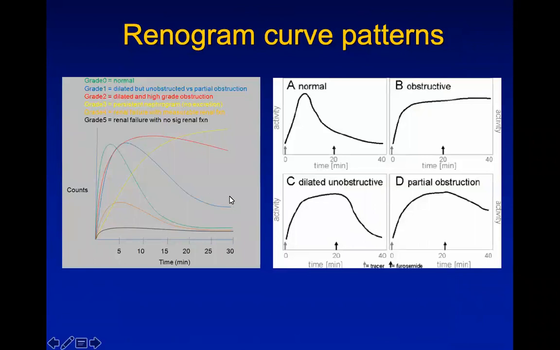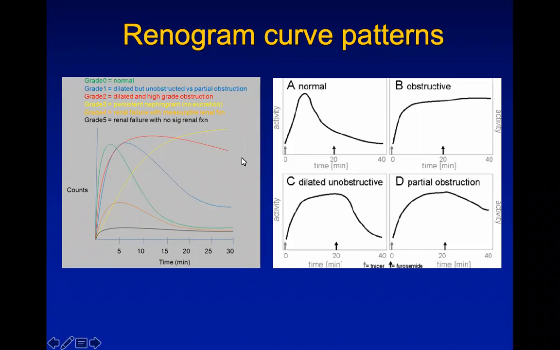There are different curve patterns, and this is, I think, what all the clinicians, the nephrologists and urologists, get very excited about with this renogram curve. We are always asked, where is the renogram curve? Show us the renogram curve. I'm going through the renogram curves one by one, and then I'll tell you the pitfalls of these. Now, the left and the right are essentially the same. This is more colorful on the left side. It's in black and white on the right side.